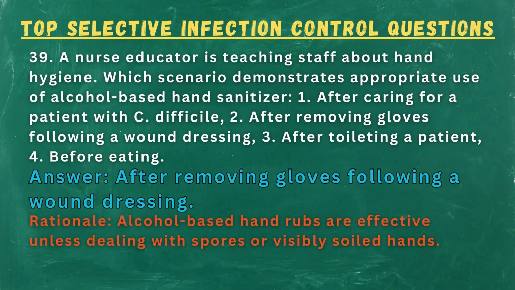39. A nurse educator is teaching staff about hand hygiene. Which scenario demonstrates appropriate use of alcohol-based hand sanitizer? 1. After caring for a patient with C. difficile. 2. After removing gloves following a wound dressing. 3. After toileting a patient. 4. Before eating. Answer: after removing gloves following a wound dressing. Rationale: alcohol-based hand rubs are effective unless dealing with spores or visibly soiled hands.